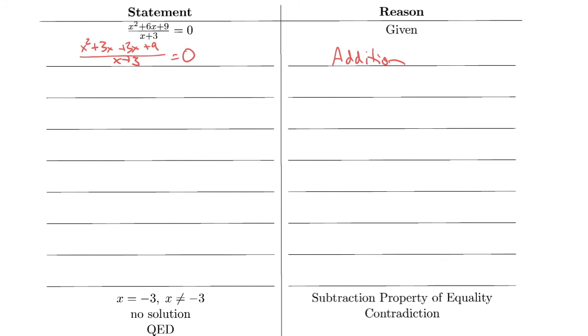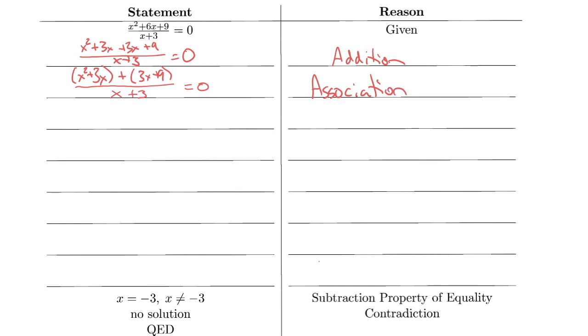The next thing I'm going to do is put parentheses or brackets around those first two terms and around the last two terms in the numerator. This is all over x plus 3, equal to 0. Can I do that? Yes, I can. That is just association. That is the associative property there.